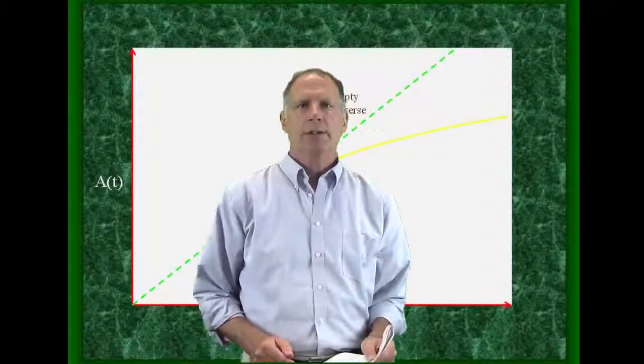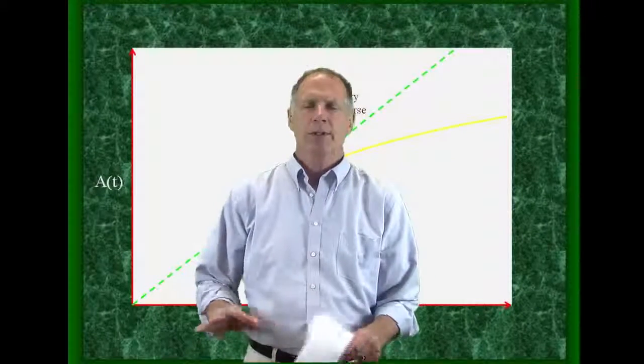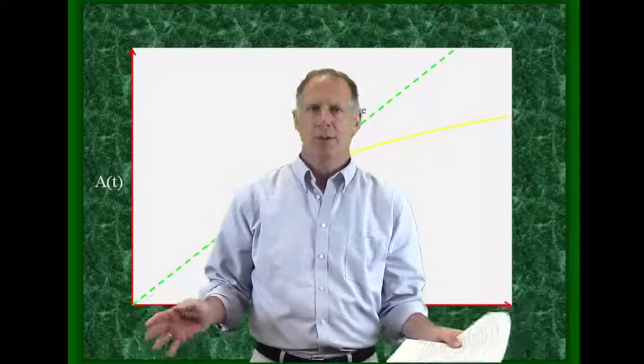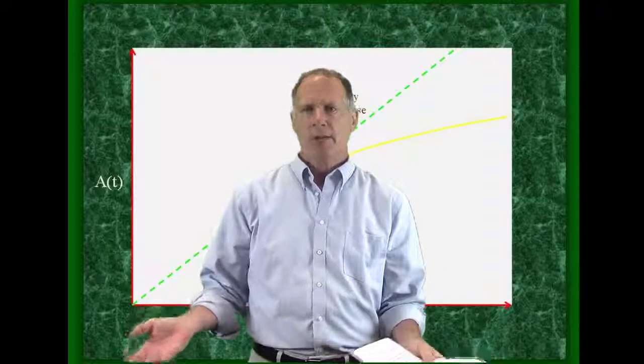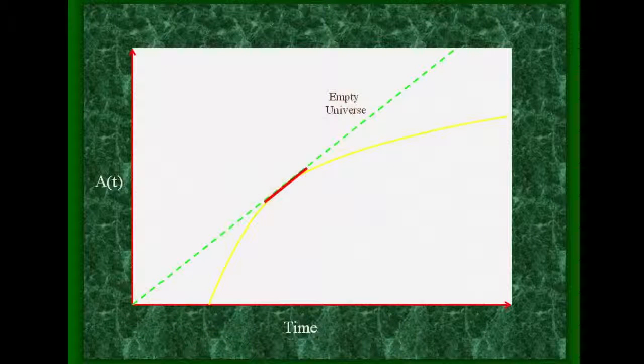All right, I'd like to now talk about this mysterious force in the universe called dark energy. But in order to do that, I need to get back to the scale factor. What you're looking at here is the scale factor versus time, and the dashed green line is an empty universe. It's a theoretical line where the scale factor is proportional to the time.